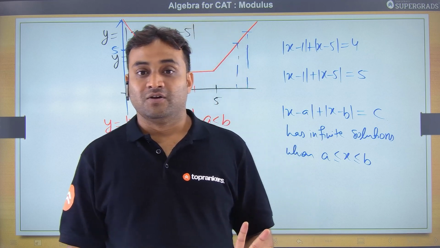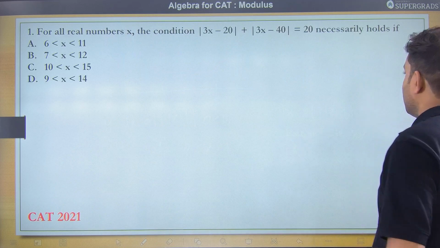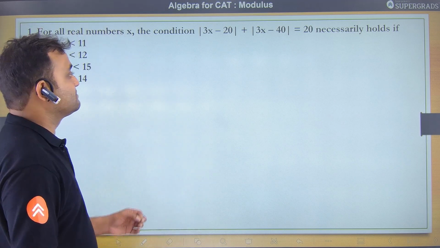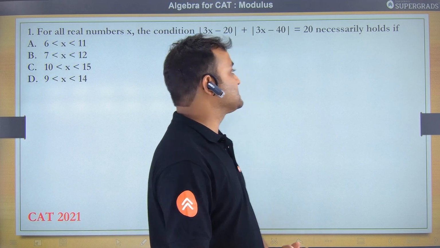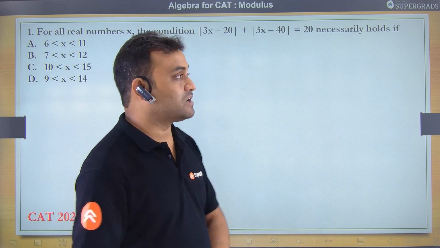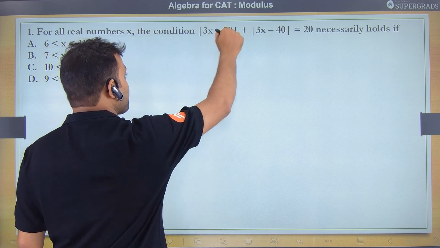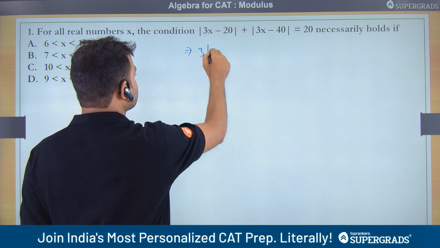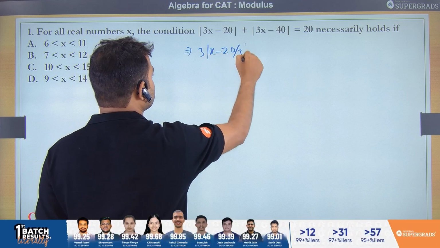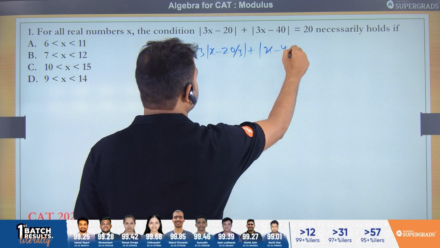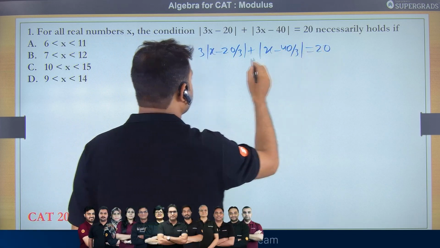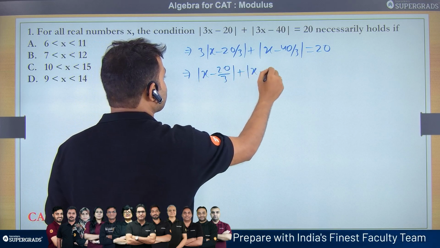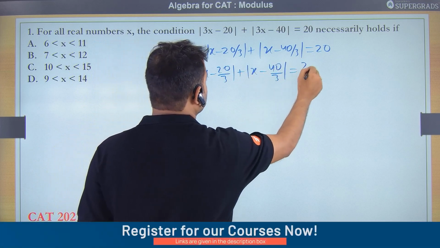Okay. So now let's try discussing a few CAT previous year questions. For all real numbers x, the condition |x - 20/3| + |x - 40/3| = 20/3 necessarily holds if... So again, what we are talking about here is, if we check this, we can say this will be 3 times |x - 20/3| + |x - 40/3| is equal to 20, or we can say |x - 20/3| + |x - 40/3| is equal to 20 by 3.